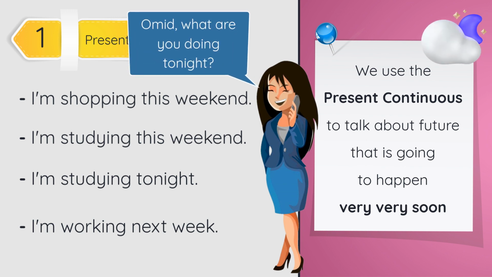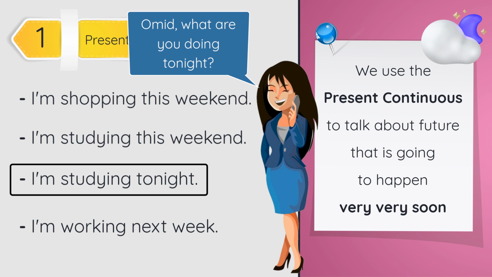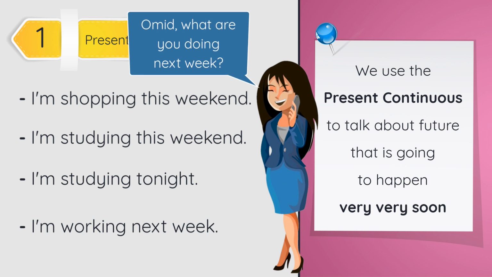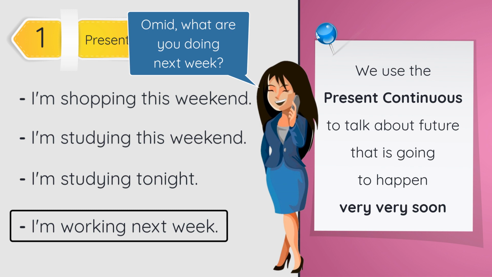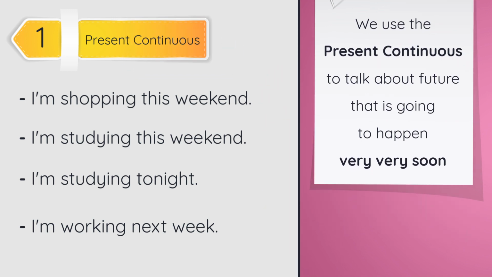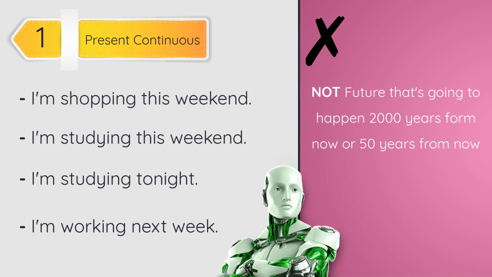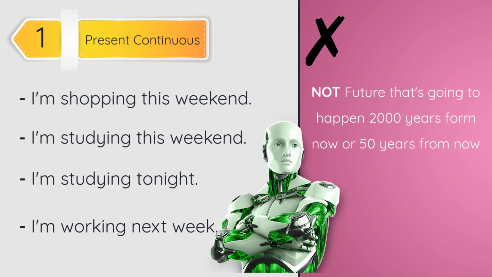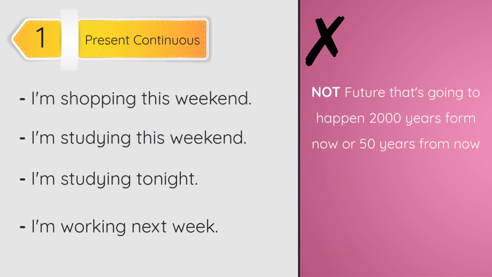If you ask me, what are you doing tonight? Well, I want to be a good student, so I'm studying tonight. What are you doing next week? Well, next week, I'm working next week. Okay, so present continuous is very, very common for when we are talking about the future that's going to happen soon. Not future that's going to happen 2000 years from now or 50 years from now. No, no, no. That's far future. We are talking about the future that's going to happen in the next couple of days. Okay, so very, very soon future.